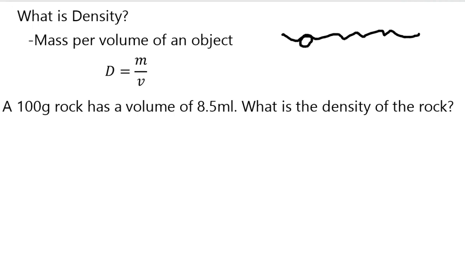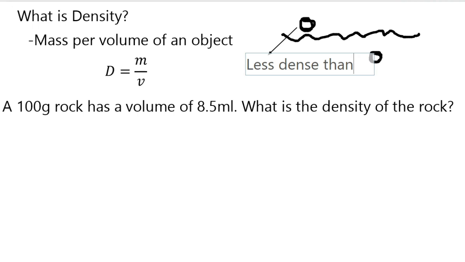The density of water is 1 gram per ml, or 1 gram per cubic centimeter. So if an object has less density than the water, then that object will float. But if it has greater density than the water, then it will sink. Let me write what I'm saying here. If it is less than the density of the water, it will float, and if it's greater than the density of the water, it will sink.